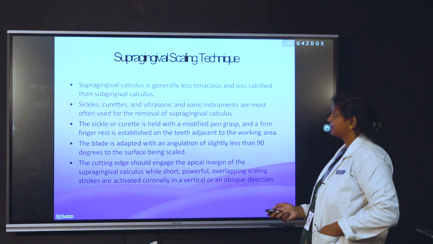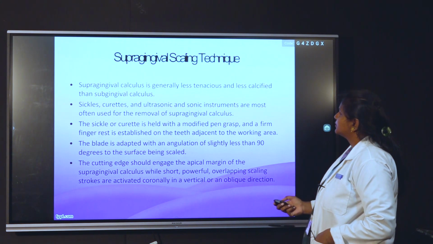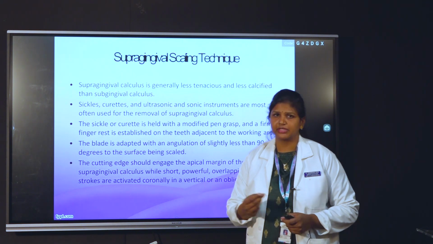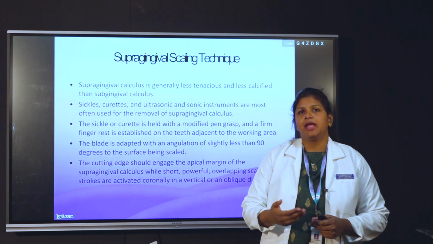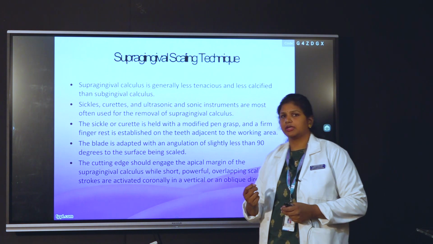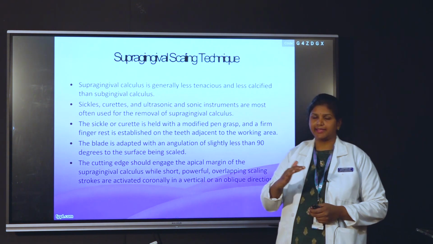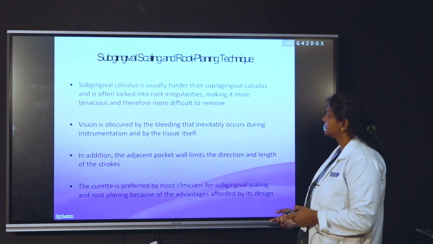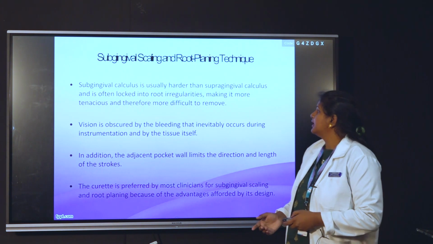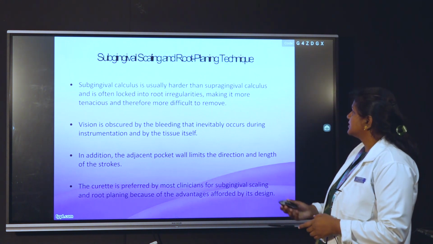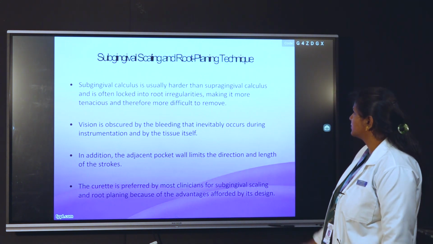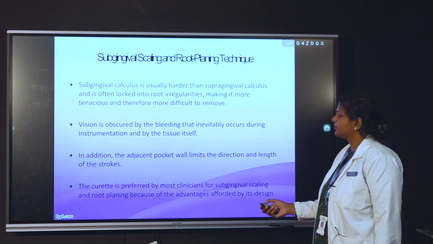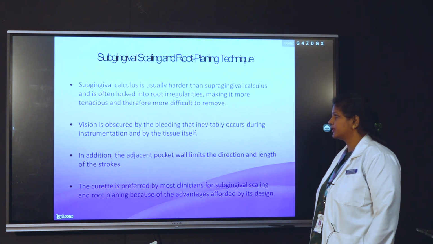Coming to the supragingival scaling technique, we have to adapt the instrument at the base of the calculus and give a powerful pull stroke with the instrument at an angle of 45 to 90 degrees. Then the ledges of calculus are removed. Then subgingival calculus is usually harder than the supragingival calculus and is often locked into root irregularities, making it more tenacious and therefore more difficult to remove.